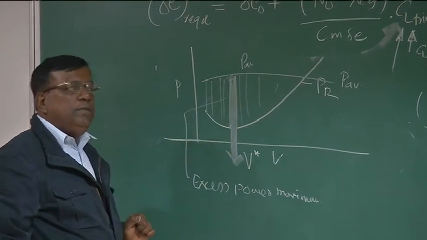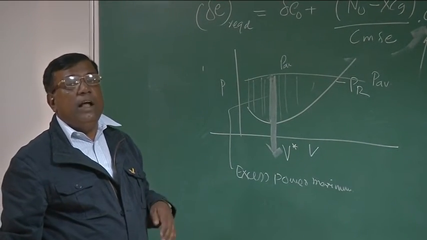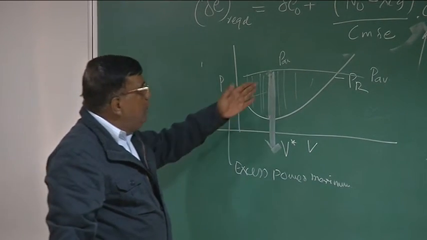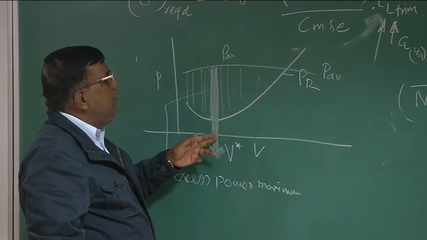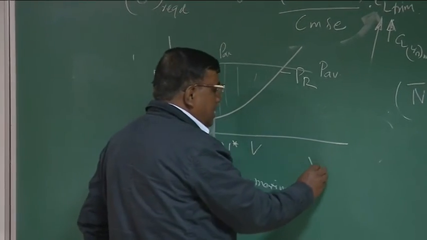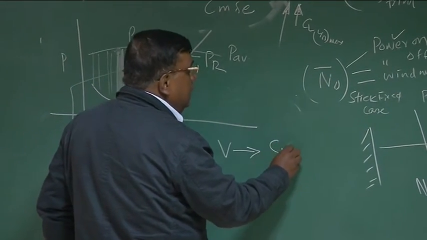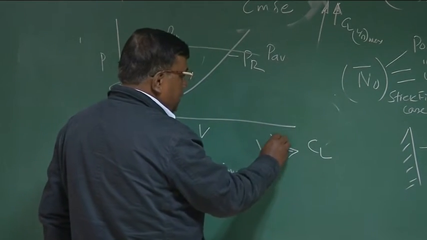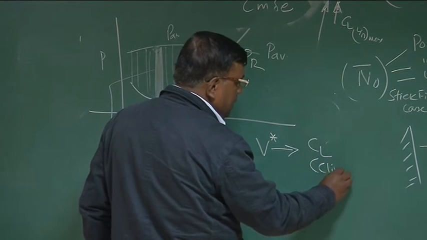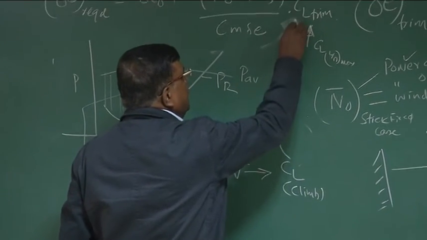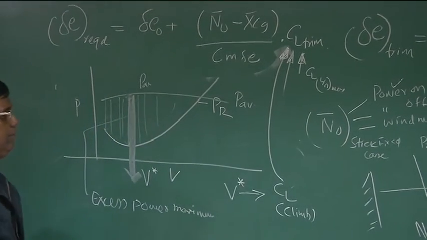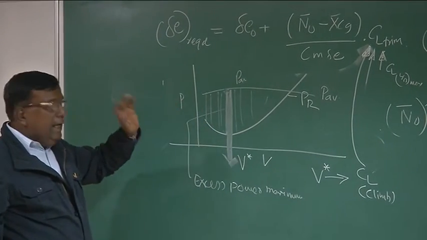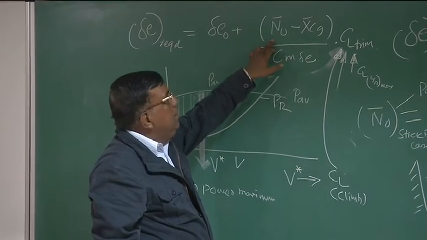Now suppose the pilot wants to fly at a particular speed where rate of climb is maximum. How is he going to trim the airplane? How much delta is he going to deflect? From this chart you know what V the pilot should fly. From that V, the pilot should find CL using the climb equation. So this is V star, he finds CL from climb, and that CL he has to use here. That will give him the delta required to fly at a speed for which rate of climb is maximum. Again, he will be using N naught bar, which is for power on.